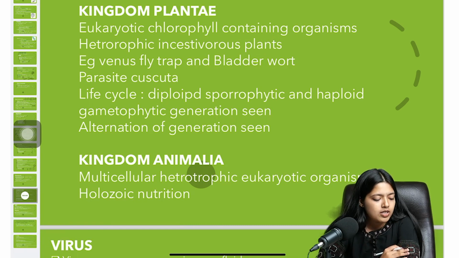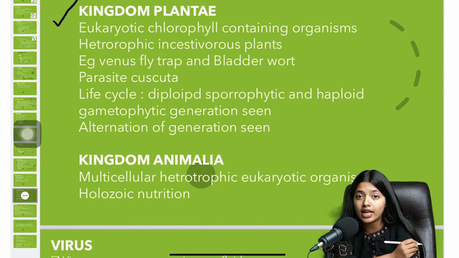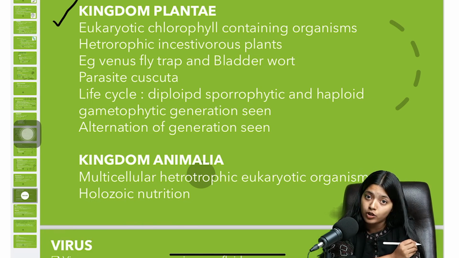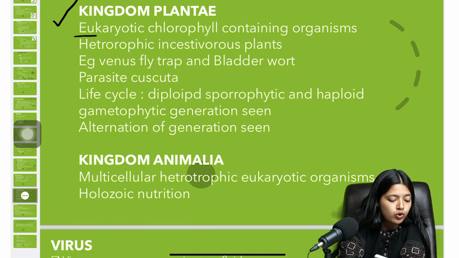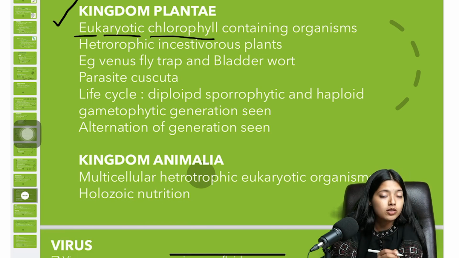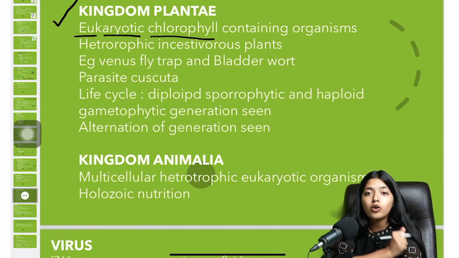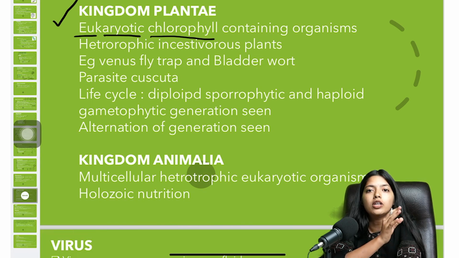The first point is that they are eukaryotic, chlorophyll-containing organisms. They have a definite nucleus and membrane-bound organelles. Karyo means nucleus, and eu means true, so they are truly nucleated organisms. Chlorophyll-containing is a very important characteristic feature of kingdom Plantae: they have chlorophyll pigment.